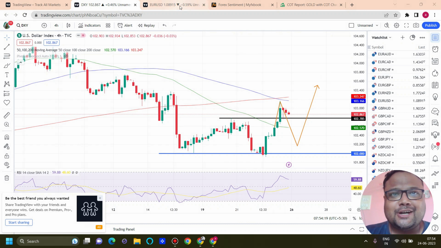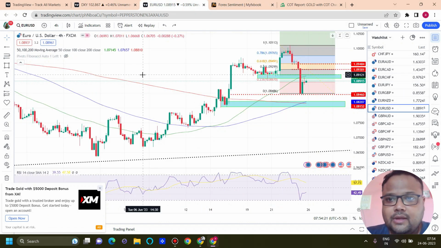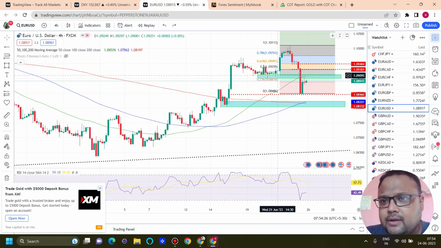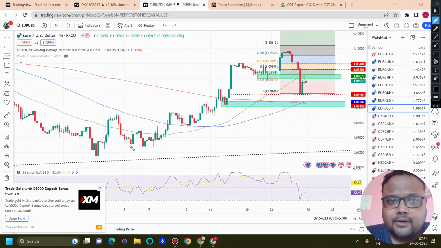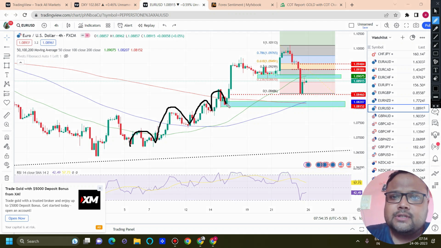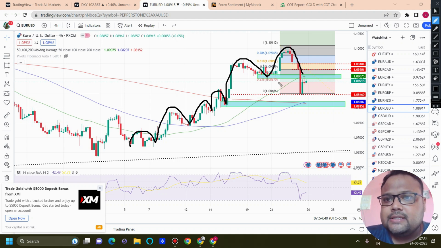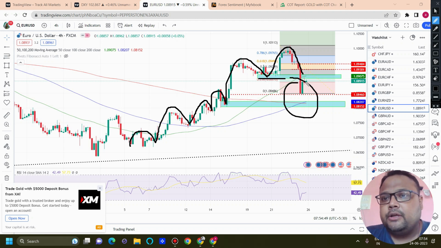Now let's look at the chart of euro dollar. So Euro USD was also in uptrend, there was no doubt about it, but here you can see that it formed a big red candle. If we look at the structure of the market, what was the structure of the market? It was a beautiful uptrend market. Market was forming higher highs, higher lows. But here you can see that market broke the previous low here. Okay, market broke the previous low. So this may be an indication that Euro USD is going for a trend reversal.